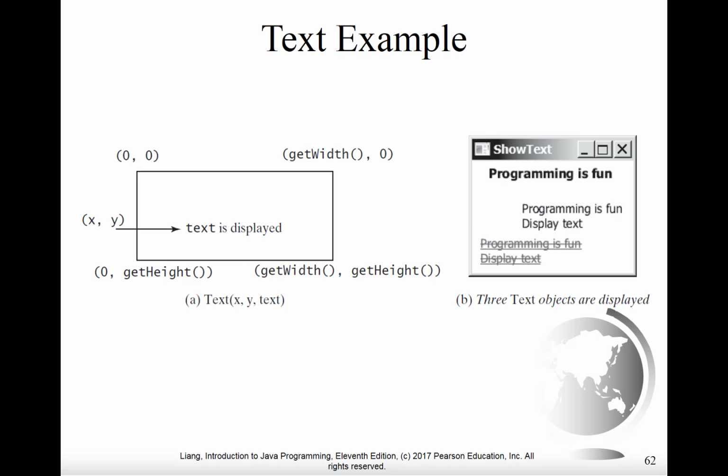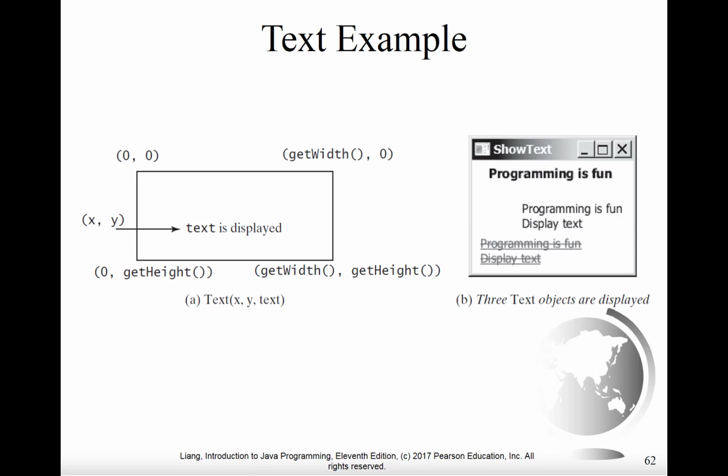The diagram that you see on the right hand side of the slide labeled B shows 3 different Text objects that are displayed in different ways. The first is just "Programming is fun", and the other 2 are the same string, "Programming is fun", "Display text", on 2 separate lines. So between the n in fun and the capital D in display, the string would include backslash n to indicate a new line character, which would then split it up into 2 separate lines. So we have 3 strings total showing in here. In other words, 3 Text objects.